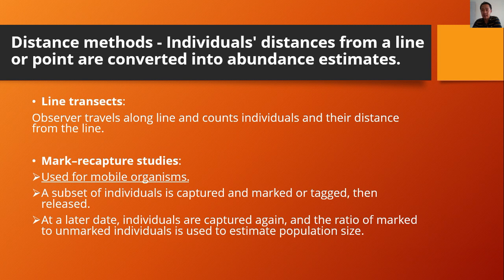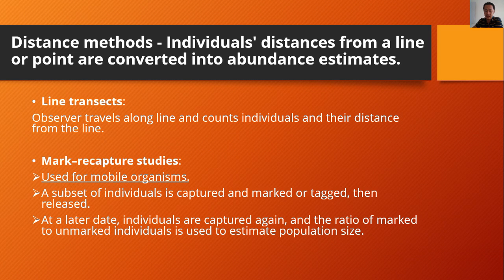In distance methods, individuals' distances from a line or point are converted into an abundance estimate. In line transects, the observer travels along a line and counts individuals and their distance from the line. So you walk and you count, and at the end you tally the numbers you counted over the distance you traveled. Next is mark-recapture studies, used for mobile organisms.